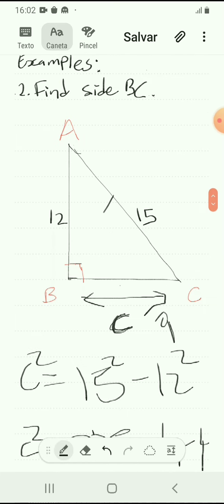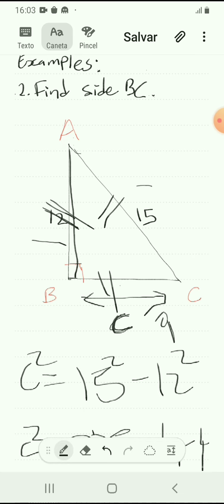So when you have the longest side, when you want to find the other two sides, what you do is the longest side minus the other side that is available, right? In this case here it was AB, which is what? 12. So it's always the square root of this side, the longest side, minus the other side. It's basically that.